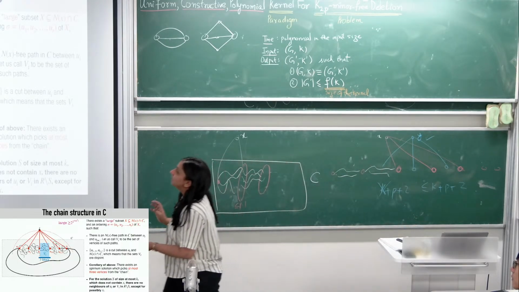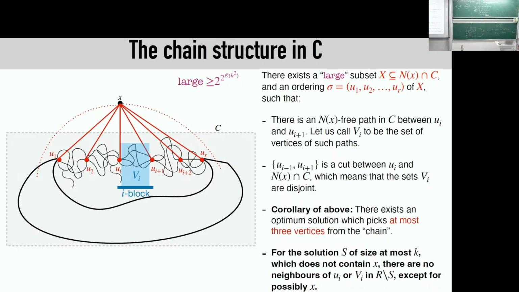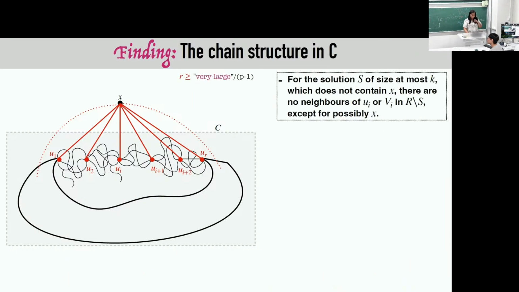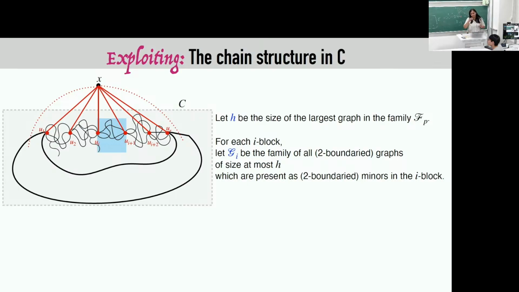So let's just remember this figure, that there is a large portion of the graph, a lot of neighbors of x, that look like this. Anyway, the entire proof is going to be by pictures. So remember this picture, and remember that after I remove a solution, a set that hits all K_{2,p}, and a solution that does not pick x, then after removing the solution, this chain has no neighbors at the top except for x. So we have this structure.